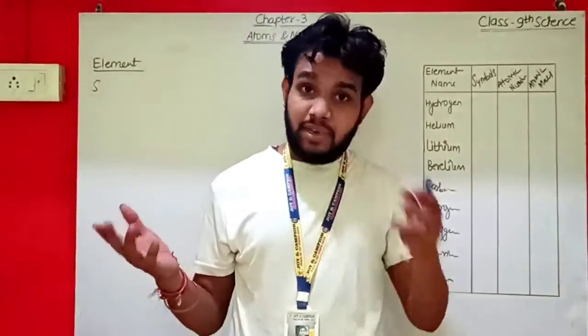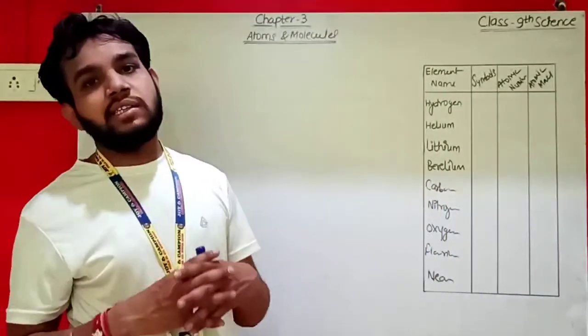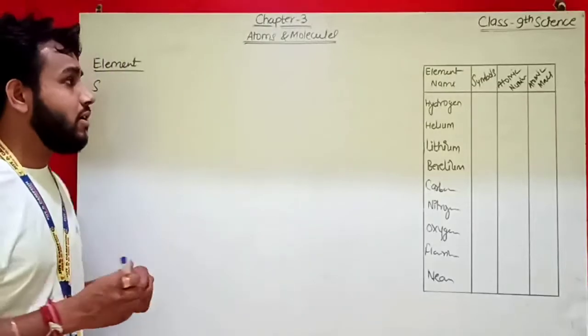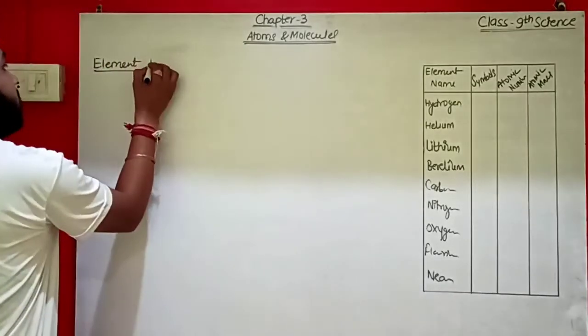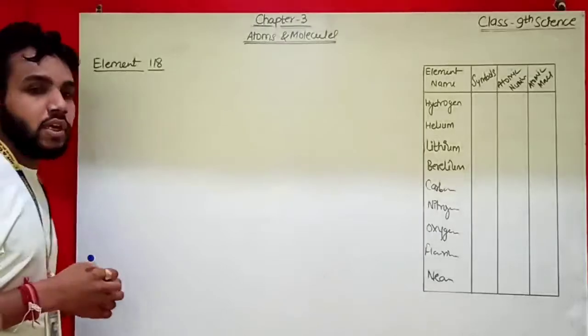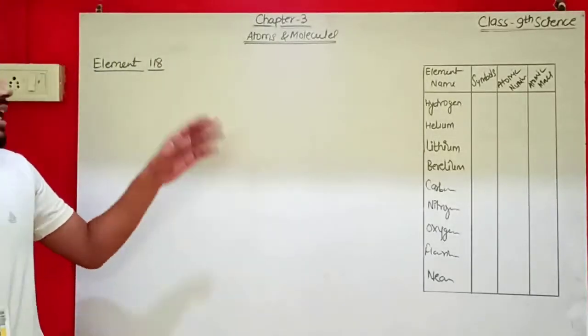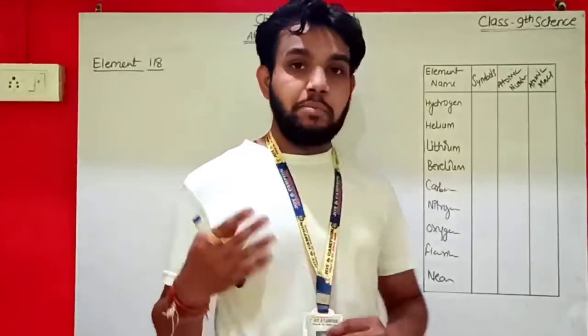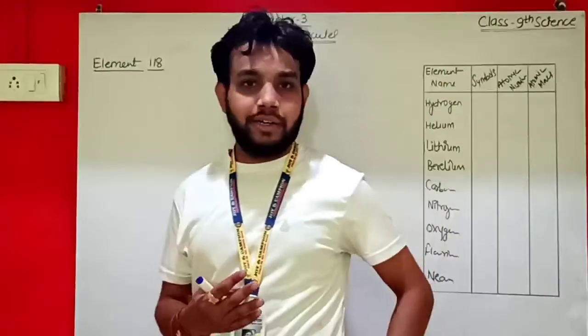Okay. So now symbols. How many elements are there in chemistry? So the total number of elements in chemistry is 118. Okay. It is categorized into three fields: metals, non-metals, and metalloids.